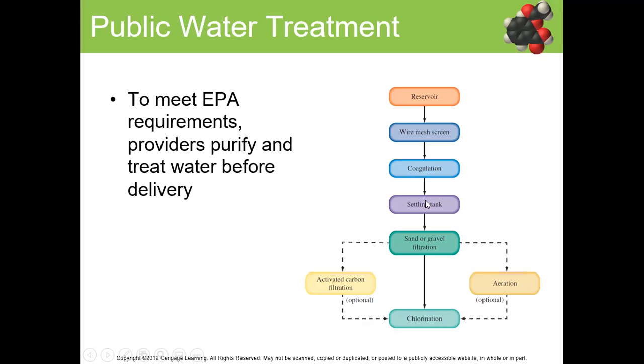And then they go into these big tanks where literally all that solid stuff just settles out. And then it goes through some sort of filtration to get that settled stuff out. And then you can either go the activated carbon way or the aeration way, depending on which city you're looking at. And then the last step is the chlorination stage. And that's to kill bacteria and that sort of thing.